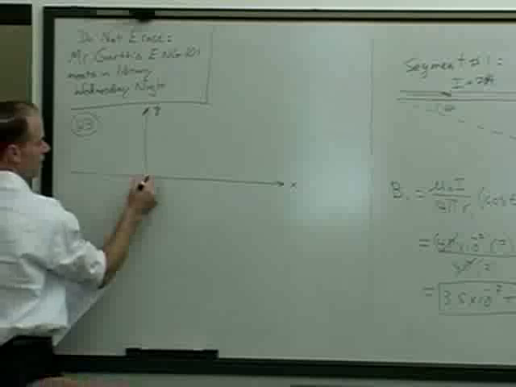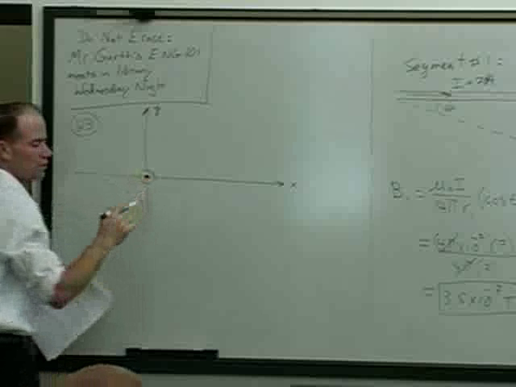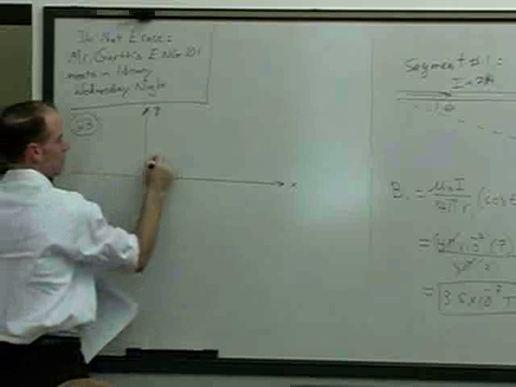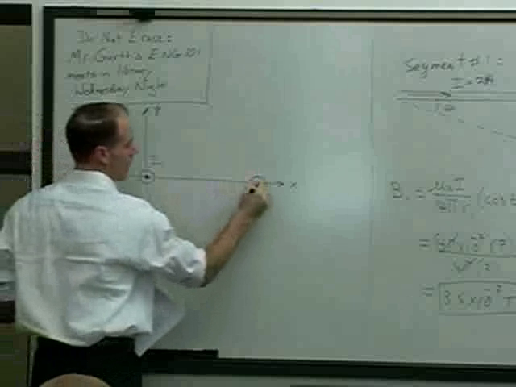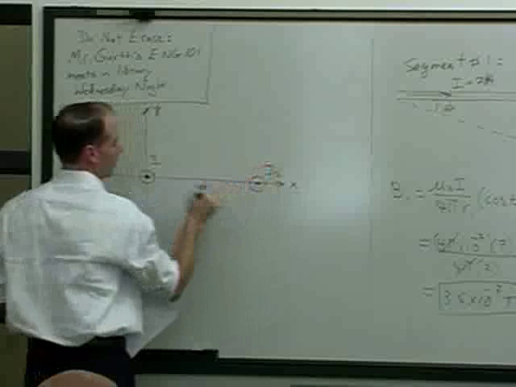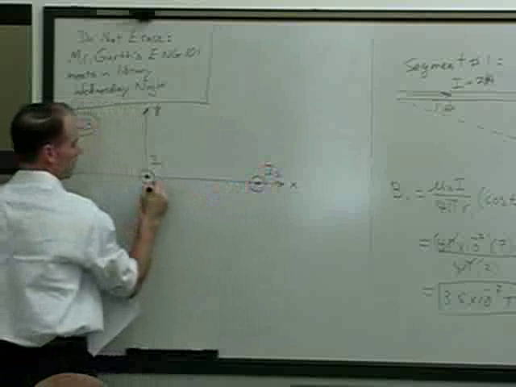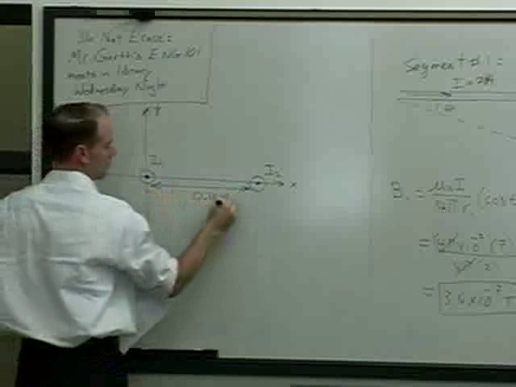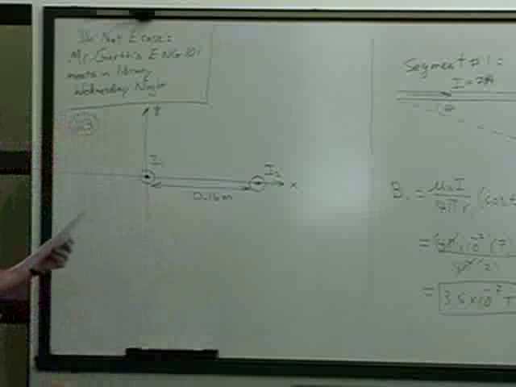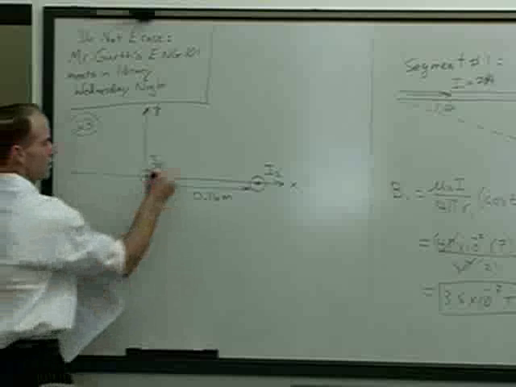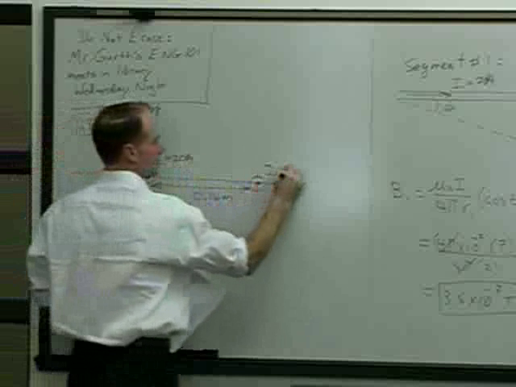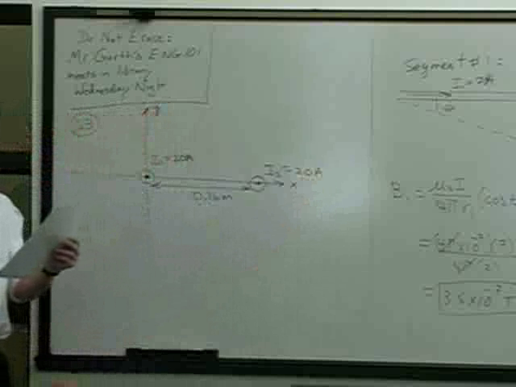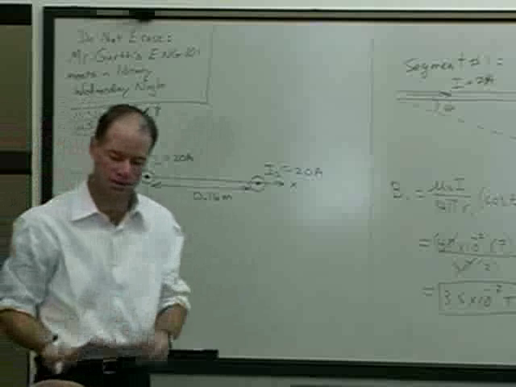All right, so let's do it this way. Let's have the two currents carry current out towards you. So this would be current I1, and I have current I2 over here. The two wires are separated by 16 centimeters, and each carries a current of 20 amps. So I1 is 20 amps, I2 is 20 amps. We want to find the magnitude of the resulting magnetic field at a point that is 10 centimeters from each wire.